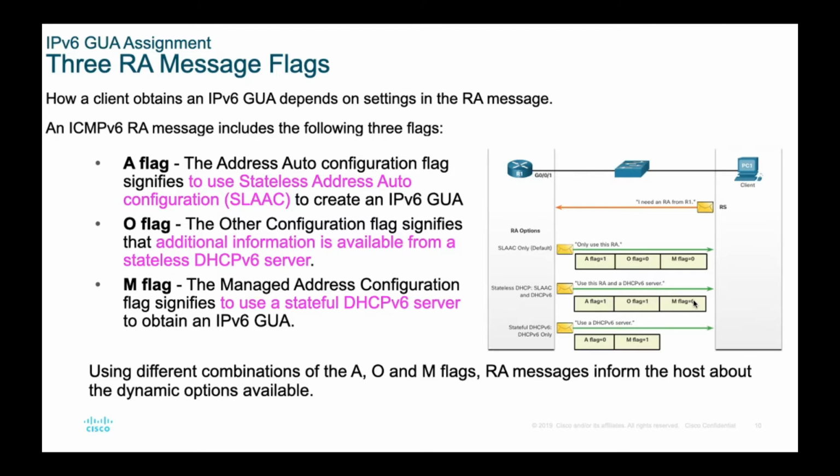And we have another flag, M. M stands for managed address. So if M is turned on, it will manage everything, which means we are not using SLAAC. We must configure our IPv6 address through a DHCP version 6 server.